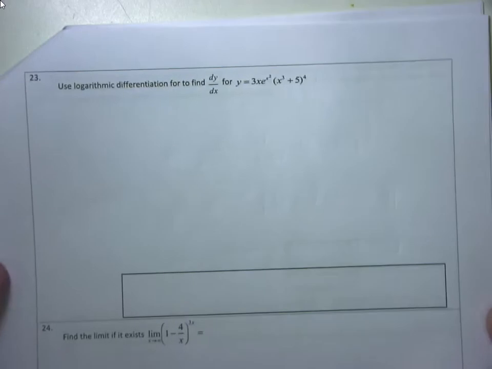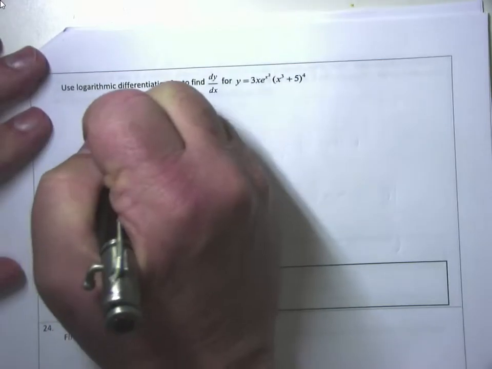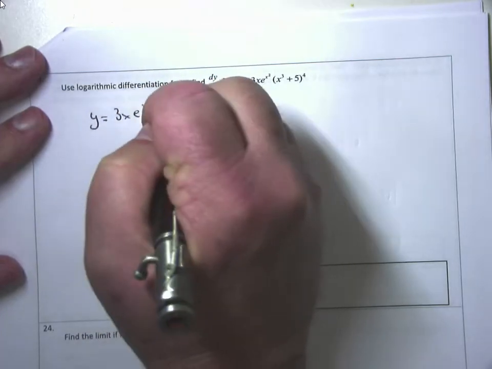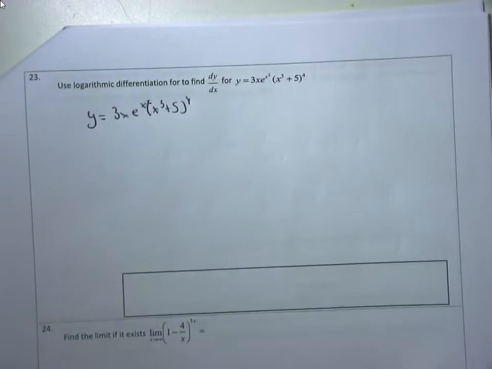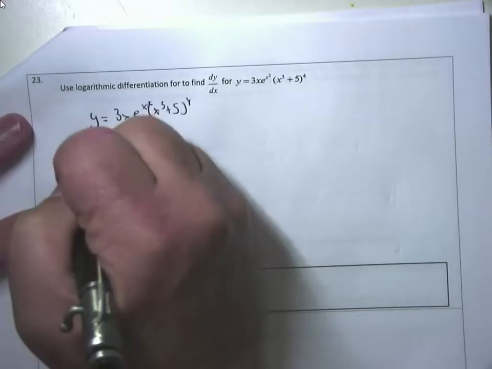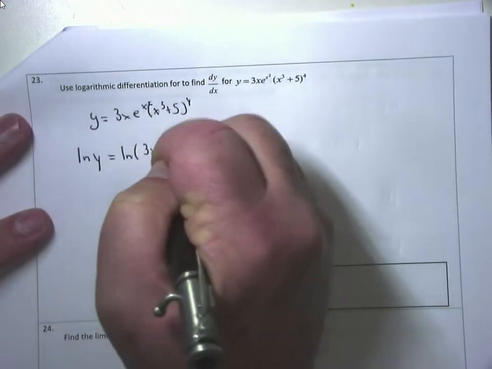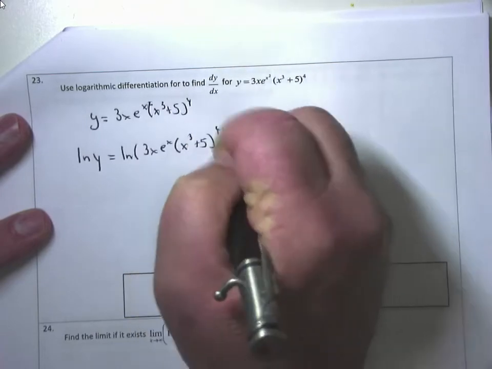Here's another one. Use logarithmic differentiation. So I got y equals 3x e to the x squared times x cubed plus 5 to the 4th. Logarithmic differentiation. Step 1. Take the natural log of both sides. So I get the natural log of y equals the natural log of 3x e to the x squared times x cubed plus 5 to the 4th power.